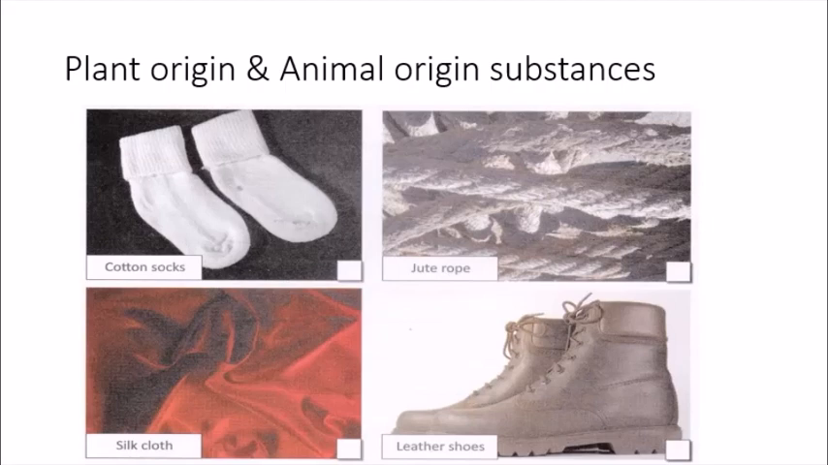While jute and cotton are substances which are obtained from plants. So these are called plant origin substances. So in natural substances, we have biotic and abiotic substances, and we also have plant origin and animal origin substances.